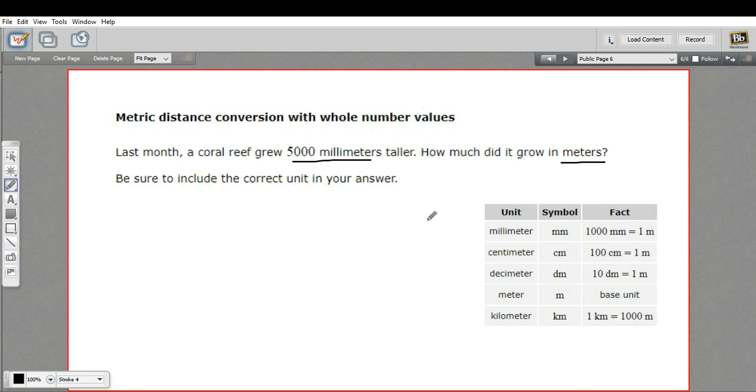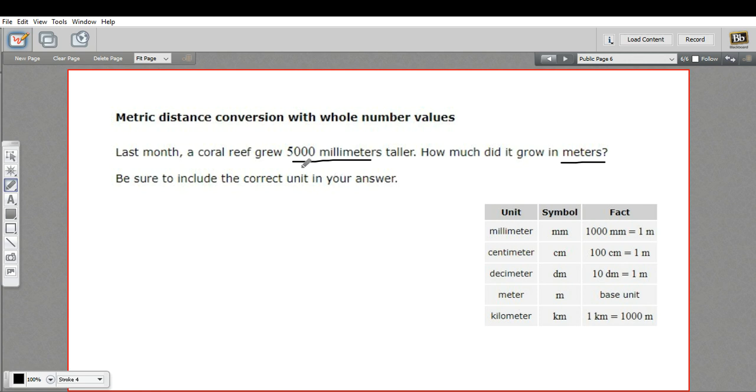When you're dealing with problems like this, you're going to have some facts at your fingertips. And I've put up a handy chart here with some of the units in the metric system for distance. But if you don't have this handy, you should just look it up. Go to Google and look up these facts. One of the facts here under millimeter says 1,000 millimeters equals 1 meter.